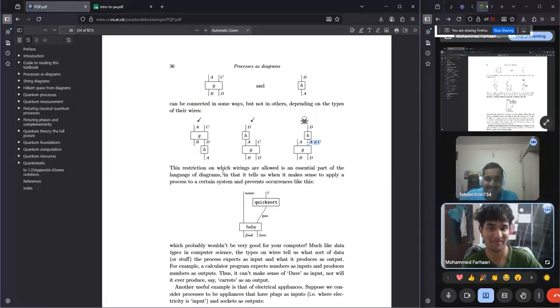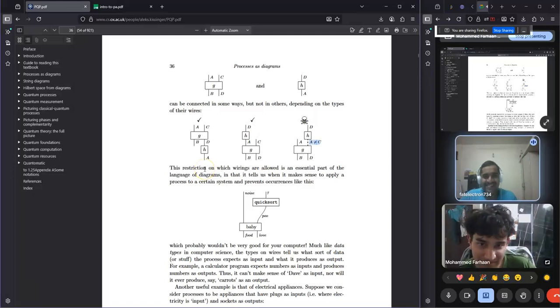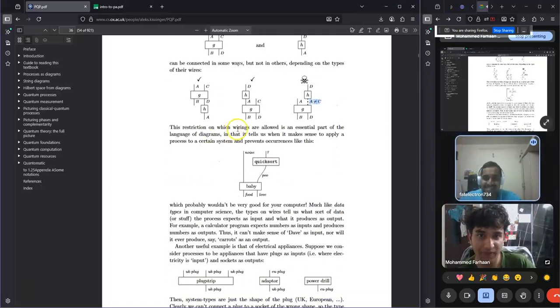Go on. Okay, this is funny. This restriction on which wiring is allowed is essentially part of the language of diagrams, in that it tells us when it makes sense to apply a process to a certain system and prevents occurrences like this. So, as we were discussing about A and B previously, the poo can be sorted, but the output is not something you want.